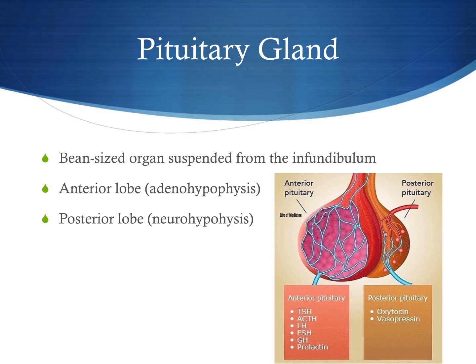So the pituitary gland is a bean-sized organ suspended from the infundibulum or pituitary stalk. It has an anterior and a posterior lobe. The anterior lobe is often referred to as the adenohypophysis, and the posterior lobe is the neurohypophysis. And as you can see, the anterior lobe is just a little bit larger than the posterior lobe here.